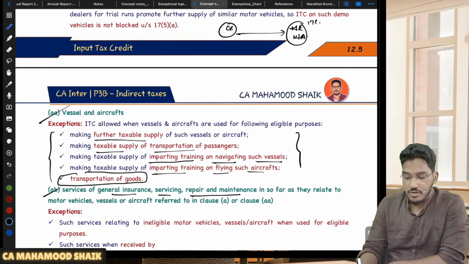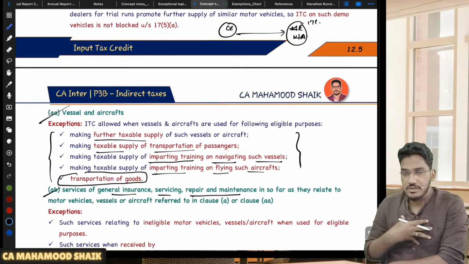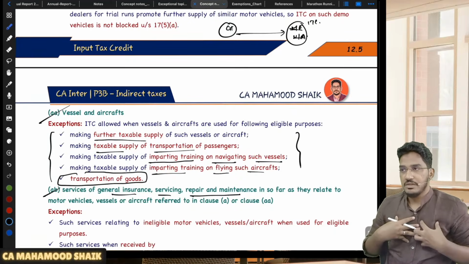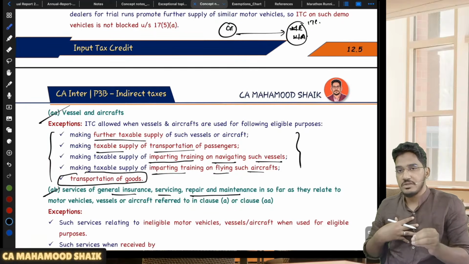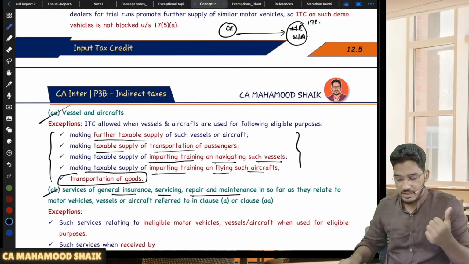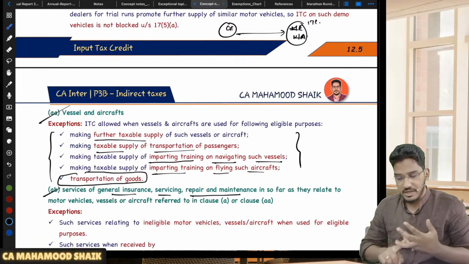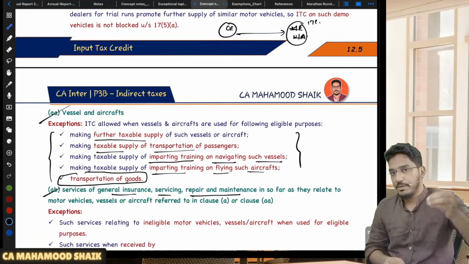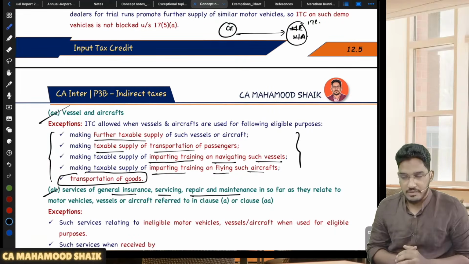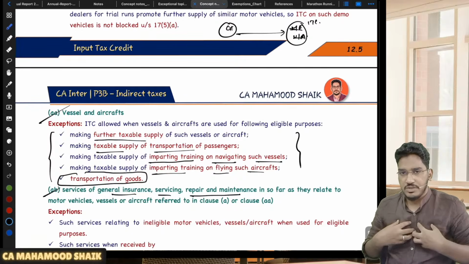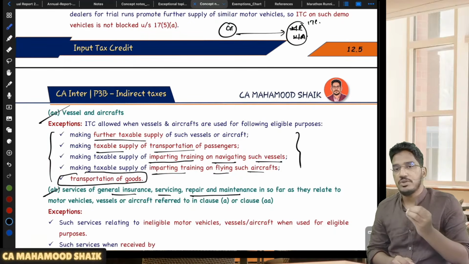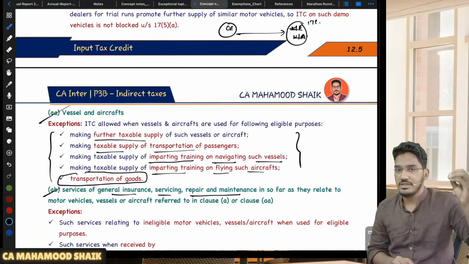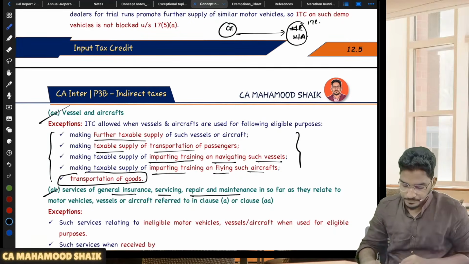If you are a registered person purchasing a motor vehicle, vessel or aircraft on which ITC is blocked, then even on the expenses you incur in the form of general insurance, servicing, repair and maintenance, the GST you have paid can't be availed as input tax credit. Simple logic here: if you are able to avail ITC on the motor vehicle, vessel or aircraft, you will be able to avail the ITC on its general insurance, services and repair charges also, as simple as that.